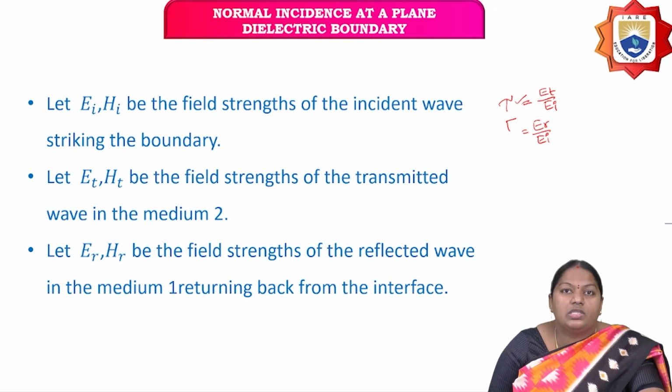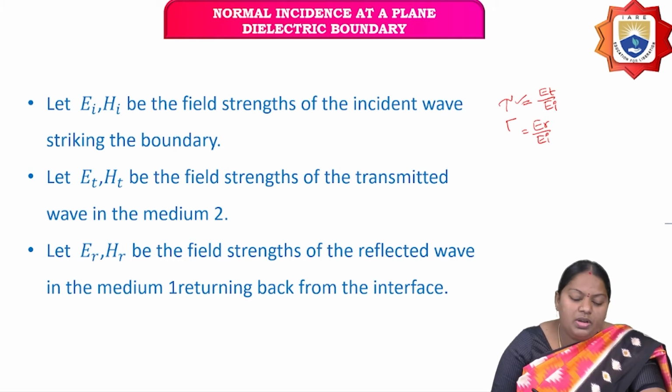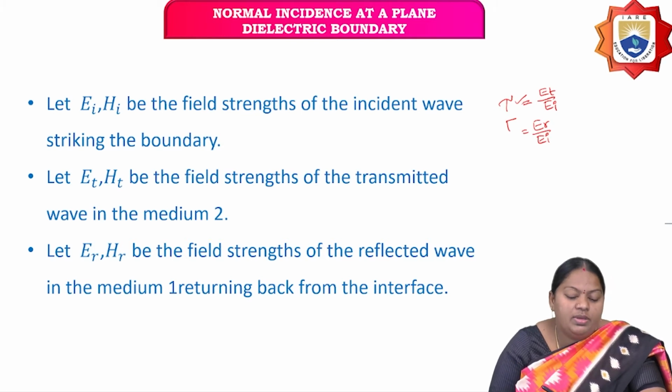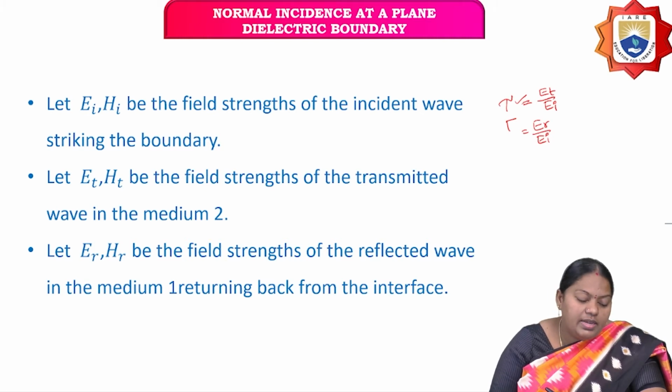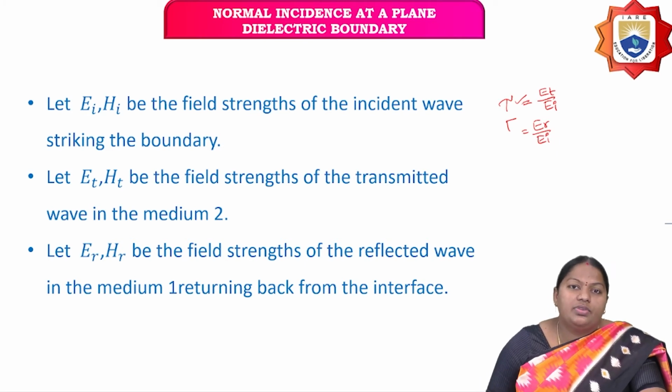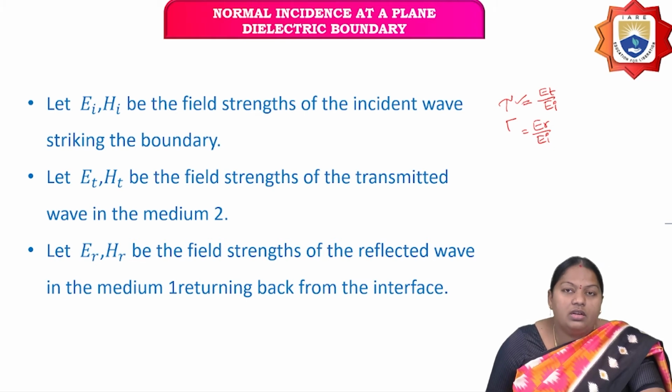Depending upon this, firstly, let Ei and Hi be the field strengths of the incident wave striking the boundary. Here, E and H denote the electric field strength and magnetic field strength respectively, and I stands for the incident wave.